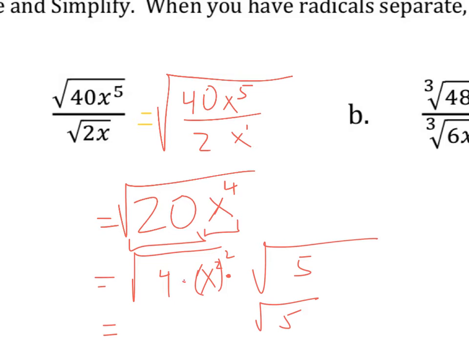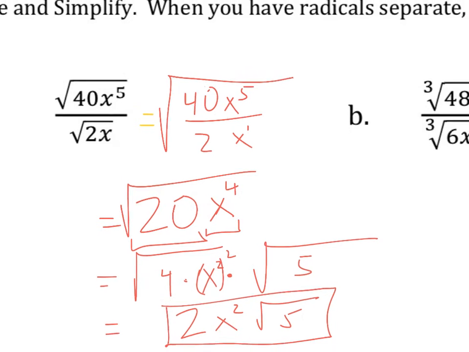That is multiplication there. Square root of 4 is 2. Square root of x squared squared is x squared. That's the idea.